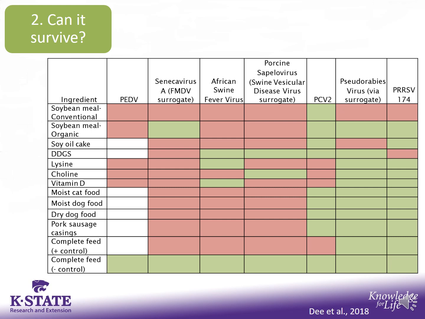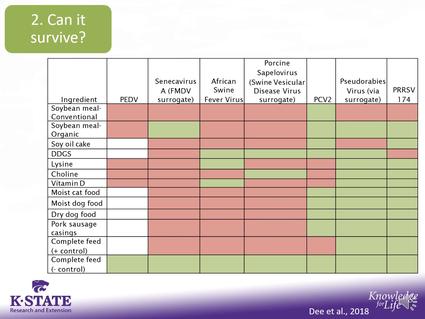In this case, the researchers took the most frequently imported materials, which are in this first column, including conventional soybean meal, organic soybean meal, soy oil cake, distillers grains, lysine, choline, vitamin D, cat and dog food, and pork sausage casings. And they subjected these ingredients to porcine epidemic diarrhea virus, Seneca virus, which is a surrogate for foot and mouth disease, African swine fever virus, porcine sapelovirus, PCV2, pseudorabies virus through a surrogate, and PRRS virus.